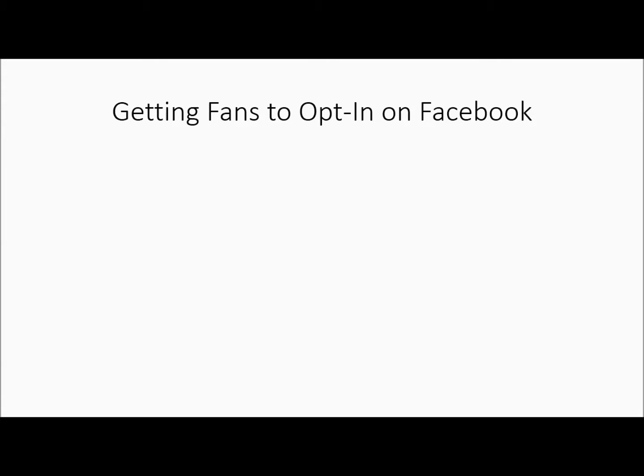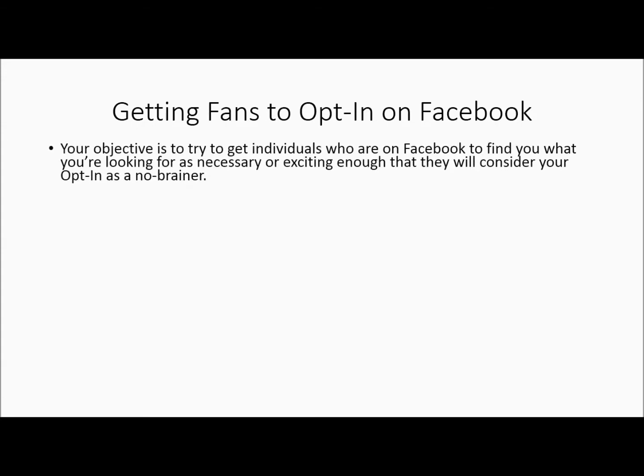You've probably got a number of ways to create fans. Maybe you have strategies for getting new fan pages and getting fans to opt in. You've already got your niche. But now what we need to do is get those fans, people who are already attached to you on Facebook, to opt into your list. Your objective is to get those individuals to find what you're looking to give them necessary and exciting enough that they're going to consider your opt-in a no-brainer.